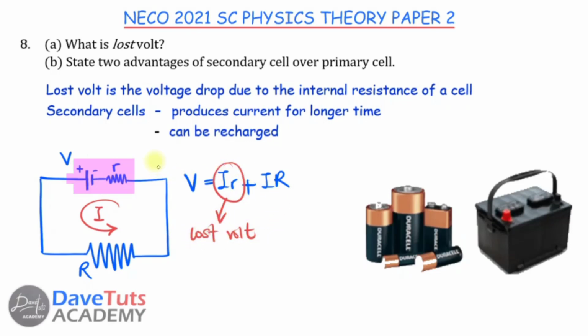Okay, and then in the second question, the advantage the secondary cell has over the primary cell is that, first, it produces current for a longer time. You can use it for quite a longer time as compared to the primary cell. Then of course it can be recharged. So you use it, it's depleted, you charge it, then you can use it again, charge it, use it again. But for the primary cells, once you use them, that is all. You just need to discard them, and even discard them properly. Okay, so that is that with respect to this question.